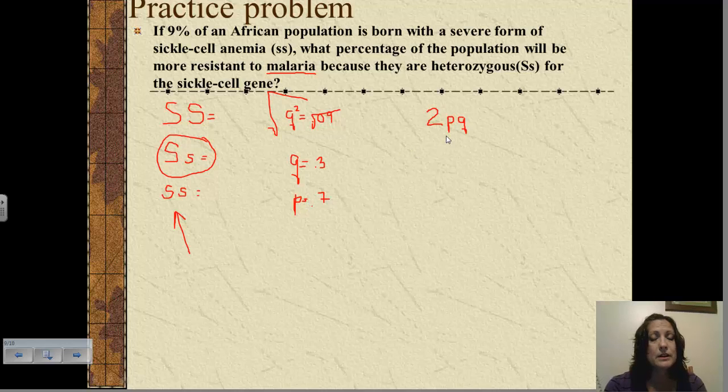And now I just have to plug into my equation. 2 times 0.7 times 0.3. And so 21 times 2 is going to be equal to a frequency of 0.42, or 42%, because the question asked me for a percentage, so I need to give that answer as a percentage, so it is 42% of the population. So that is a Hardy-Weinberg problem.